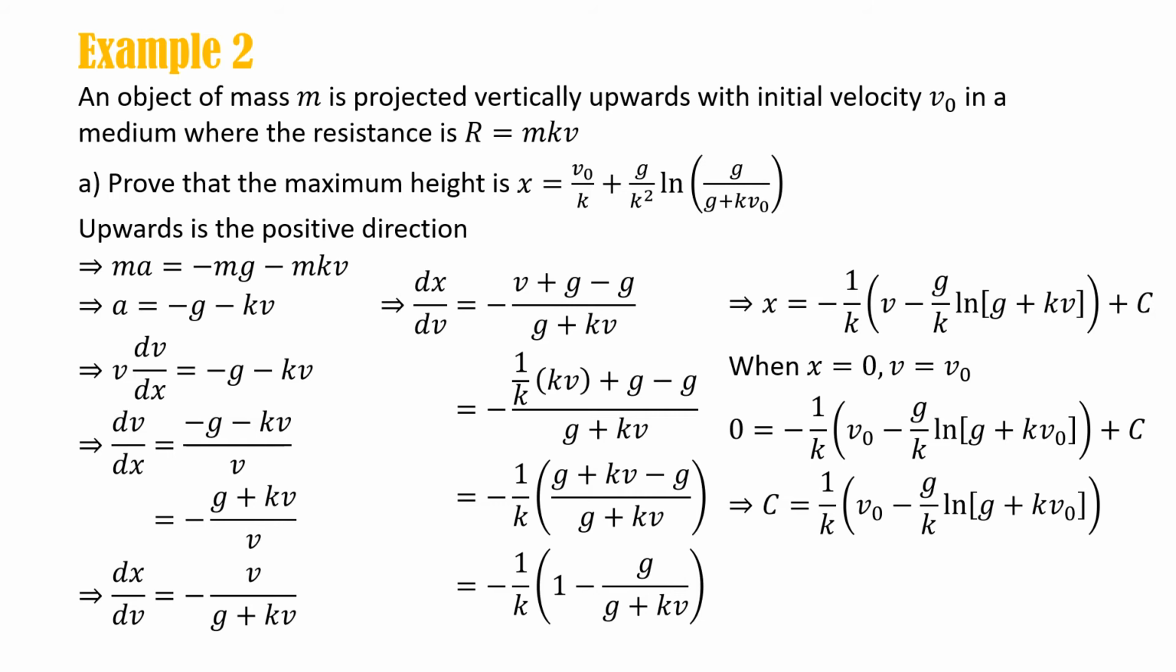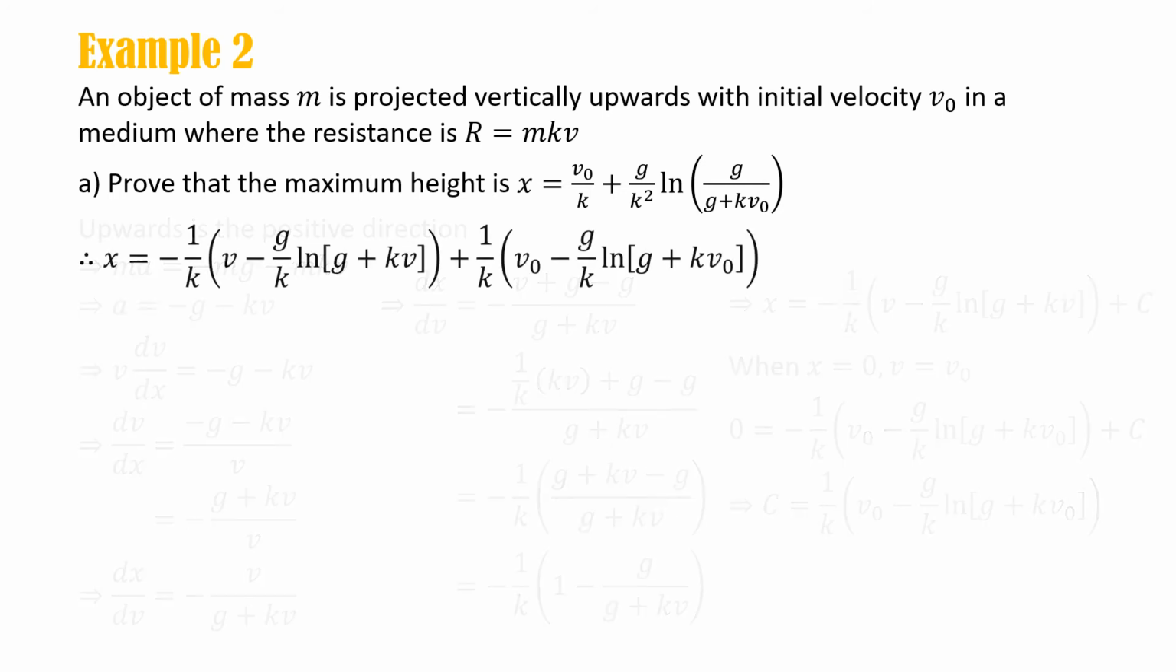So now let's rewrite all of that. So x is equal to negative 1 on k lots of v minus g on k times the natural log of g plus kv, plus what was c, 1 on k lots of v0 minus g on k times the natural log of g plus kv0.